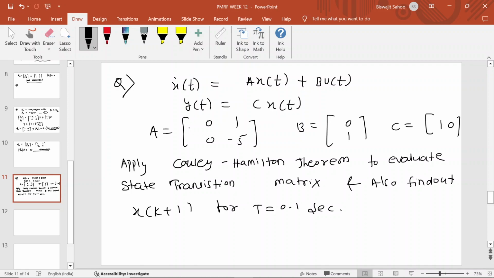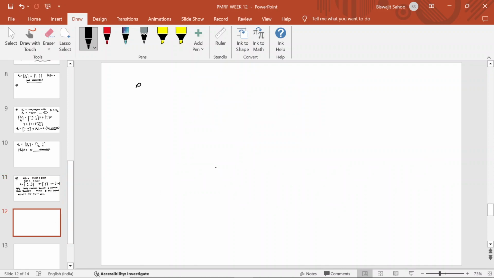Whenever you're going to solve using the Cayley-Hamilton theorem, you have to find out the eigenvalues of the system. Now I'm just solving this question. For this matrix, if you take the determinant of A minus lambda I equal to 0, you will find the eigenvalues. I'm just writing it for you; you can find it by yourself. Lambda 1 equal to 0 and lambda 2 equal to minus 5.